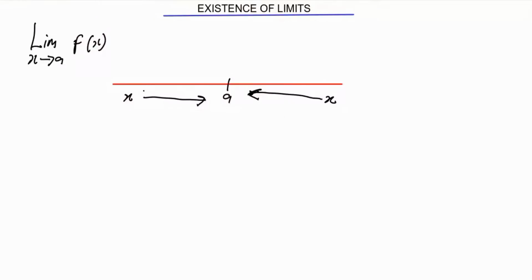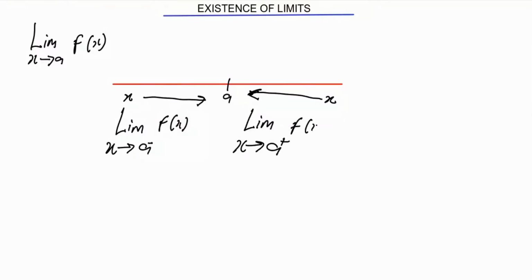Now, if x approaches a from the left, we will rewrite this limit as the limit as x tends to a negative of f of x. And if x approaches a from the right, we will write this as the limit as x tends to a positive of f of x. Caution, this a negative does not mean minus a. No, they do not mean the same thing. Take note of that. This minus and this plus is just telling you the direction in which x is approaching a.